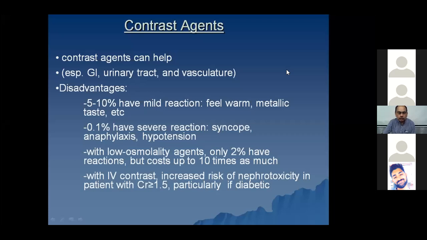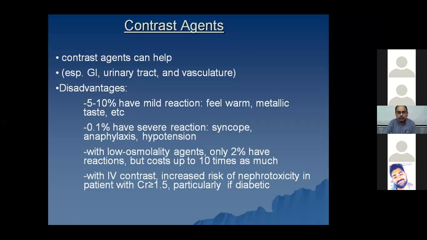There are a few disadvantages of contrast agents. Most of these are adverse reactions which are quite mild. Whenever an intravenous contrast is administered, the patient may feel a little bit warm, with a metallic taste in the mouth. But in some patients, there may be severe reactions, including anaphylaxis and the patient going into hypotension as well.